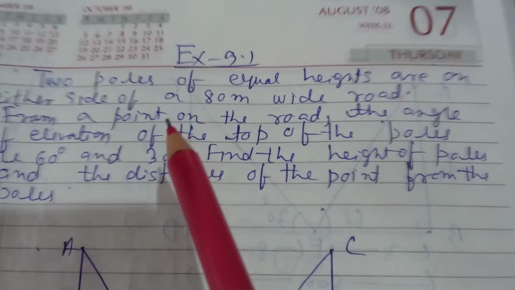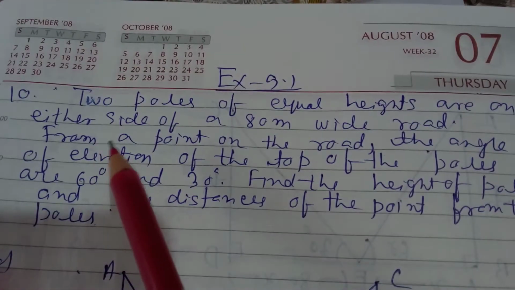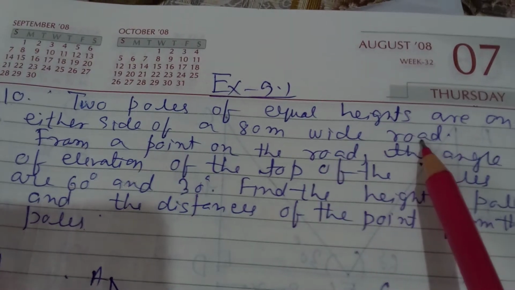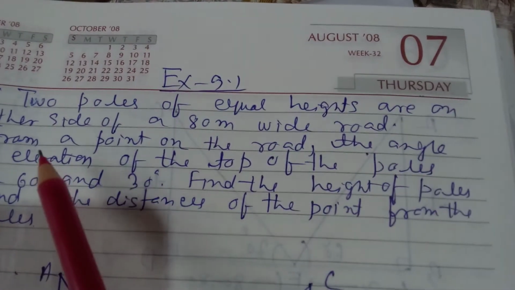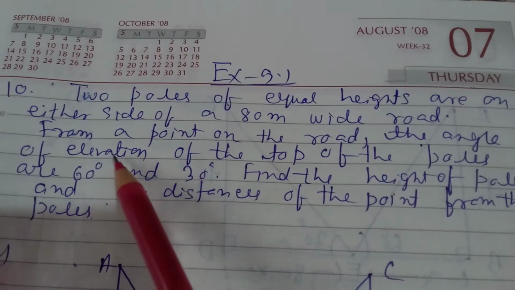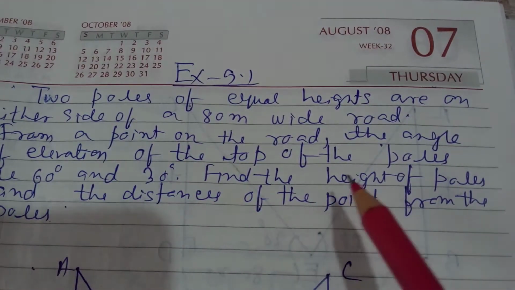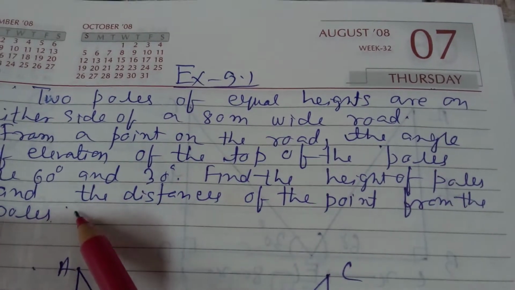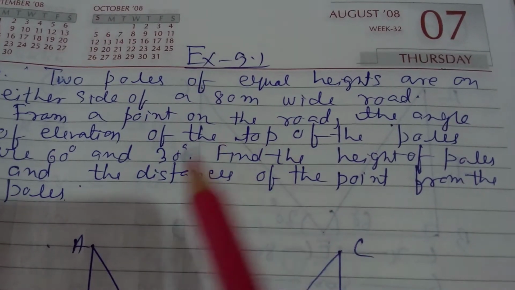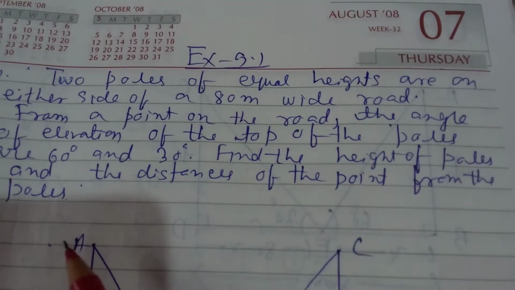Now I shall start exercise 9.1 question number 10. At first listen to the question. Two poles of equal heights are on either side of an 80-meter wide road. From a point on the road, the angles of elevation of the tops of the two poles are 60 degrees and 30 degrees. Find the height of the poles and the distance of the point from the poles.